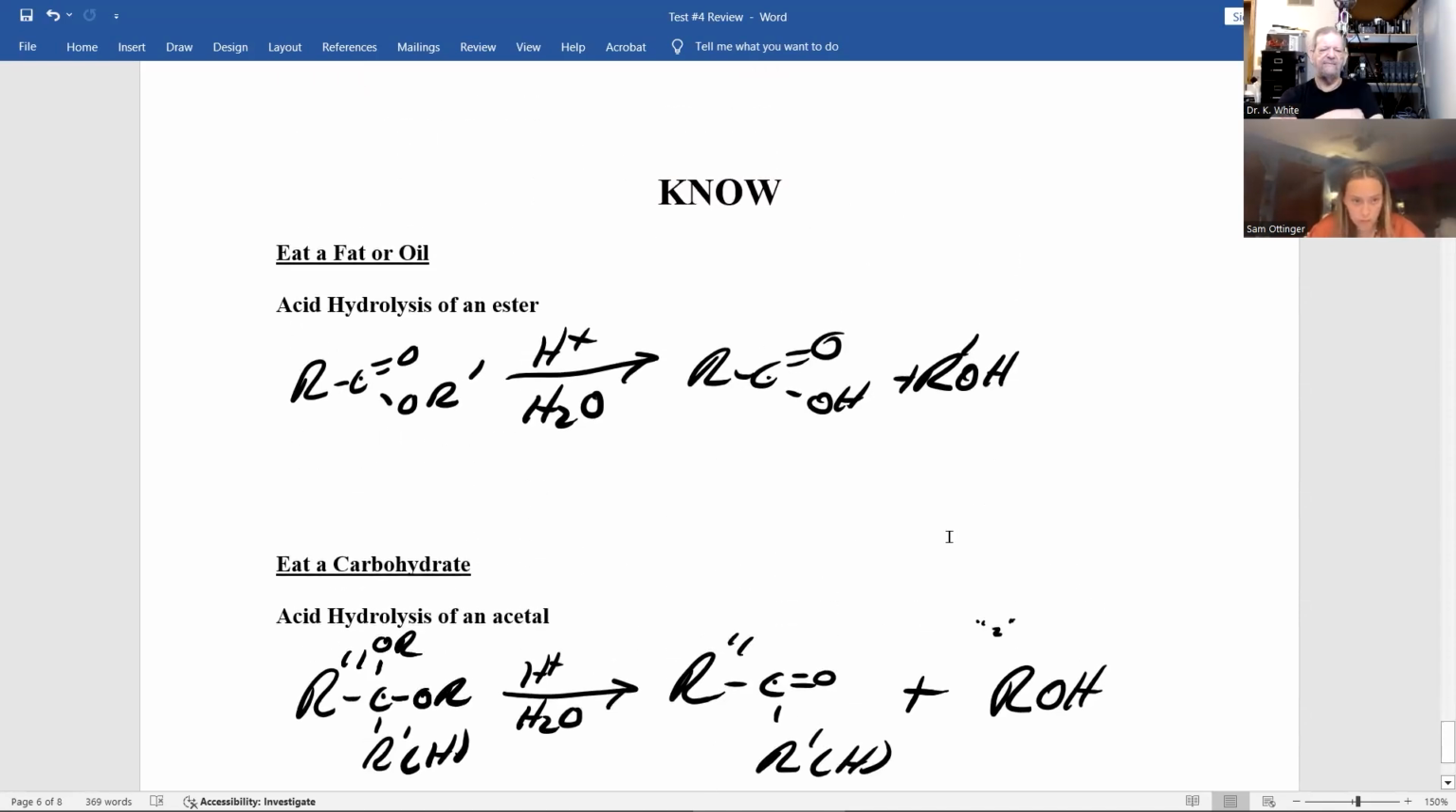Once again, leaving my class, big hint. You should know how to describe with words and a general reaction what happens when you eat a fat or oil. The key functional group in a fat or oil is an ester. So in your stomach, that's acid hydrolysis of an ester. Here's the general reaction: ester, acid, H plus and water, get back the carboxylic acid and the alcohol you would have used to make that ester.